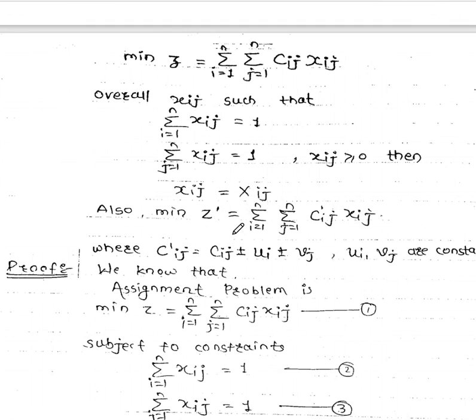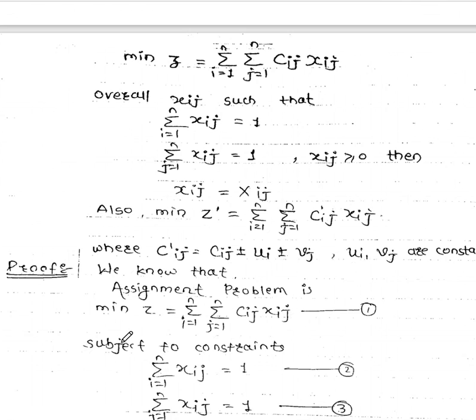Also minimum Z star equal to summation i equal to 1 to n, summation j equal to 1 to n Cij Xij. So here C dash ij equal to Cij plus or minus Ui plus or minus Vj, where Ui and Vj are constants. Okay, so we will prove this theorem.